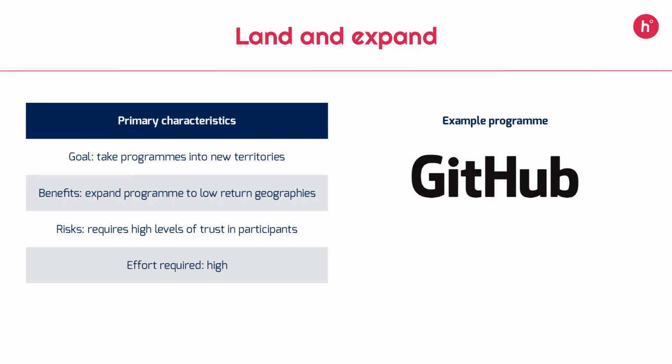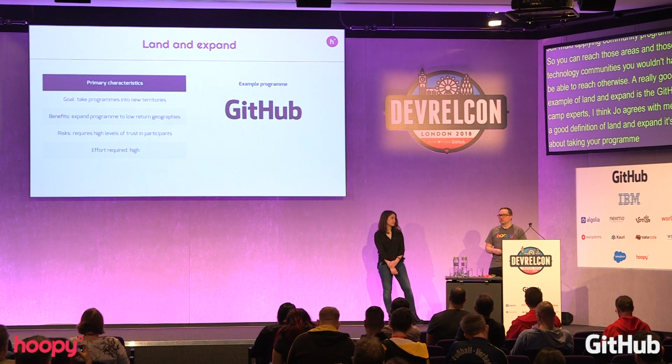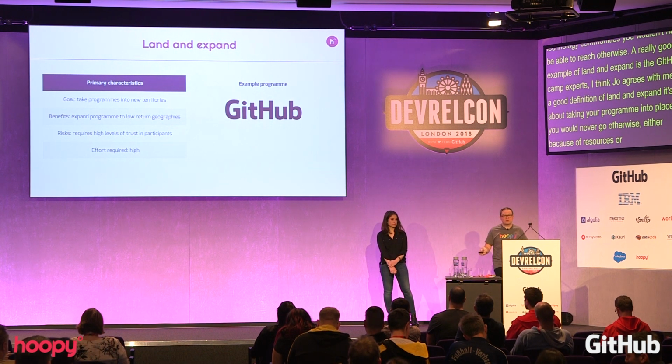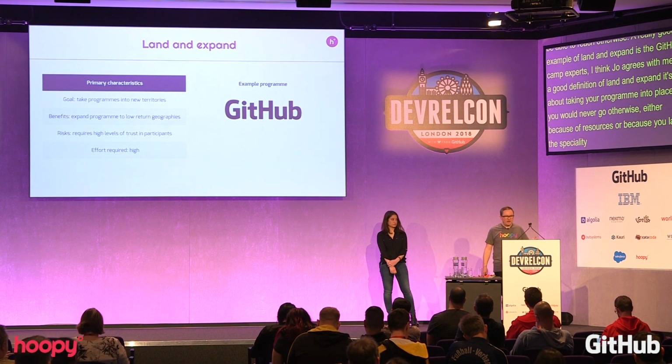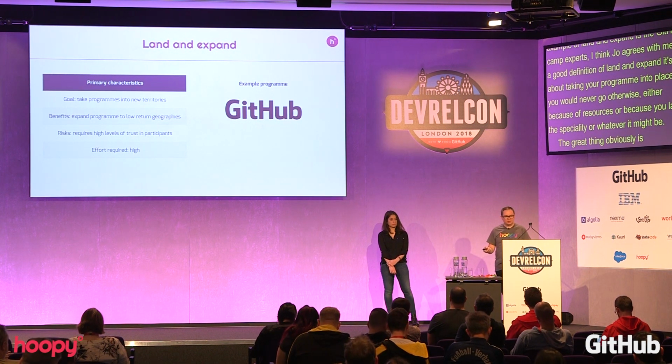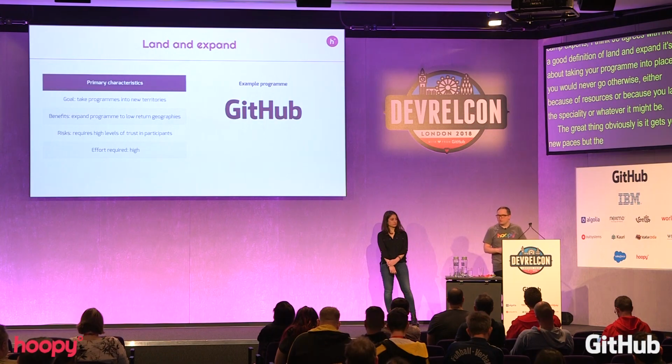reach otherwise. And I think a really good example of land and expand is the GitHub Campus Experts. And I think Joe agrees with me that this is a good definition of land and expand. Because it's all about taking your program into places you would never go otherwise, either because of resources or because you lack the speciality or whatever it might be. And the great thing, obviously, is it gets you to new places, but the risk is that, well, there are two risks, I think, primarily.